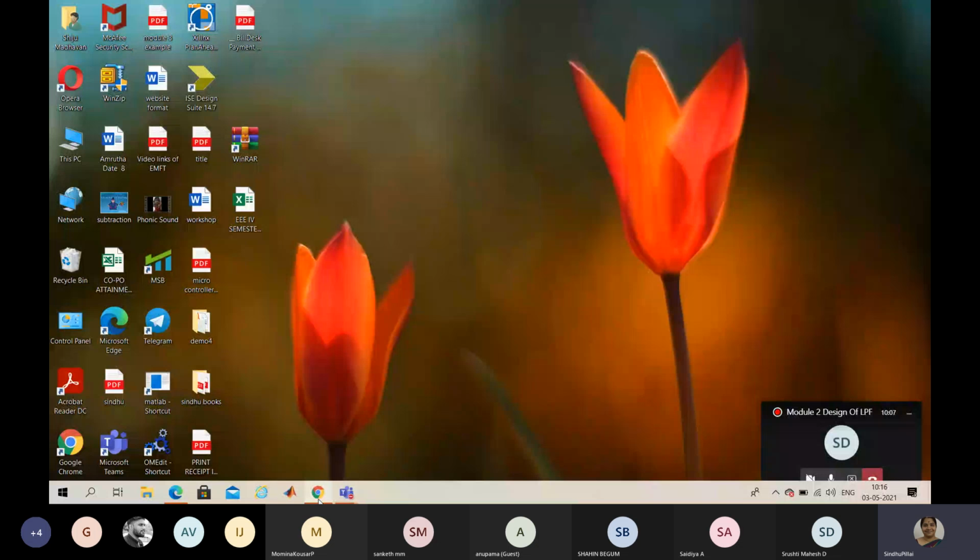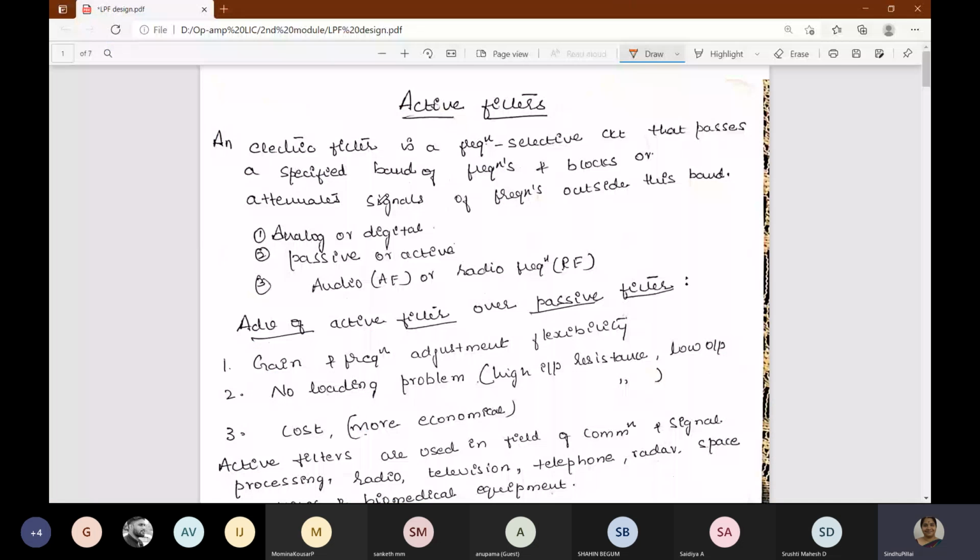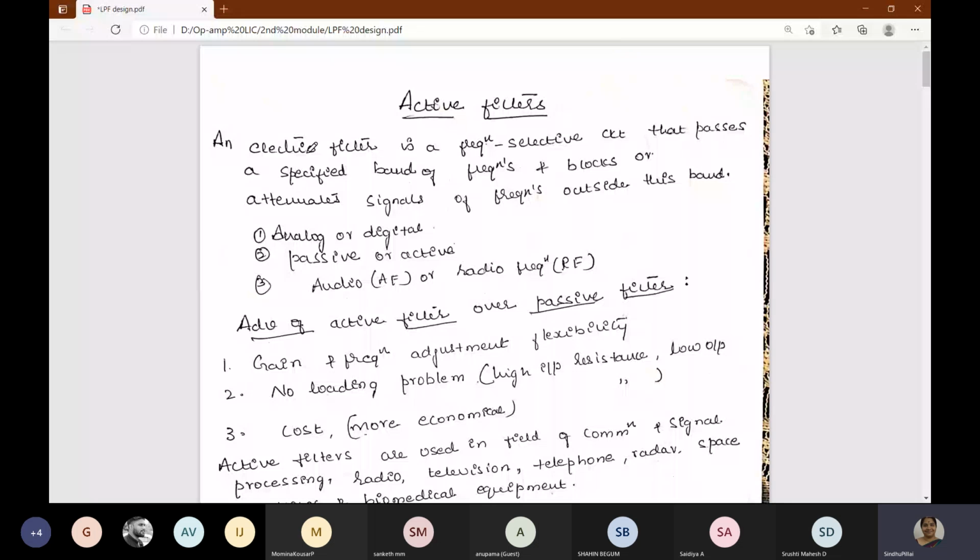So first important is an electric filter. We call it an electric filter. What is it? It is a frequency selective circuit. It will select, that is what the filter means. It will filter what it wants, and what it doesn't want will be removed. So it is a frequency selective circuit that passes a specified band of frequencies and blocks or attenuates signals of frequencies outside this band. Outside this band, it will attenuate. Attenuate means it will stop. So it is a frequency selective circuit. That should be very clear.